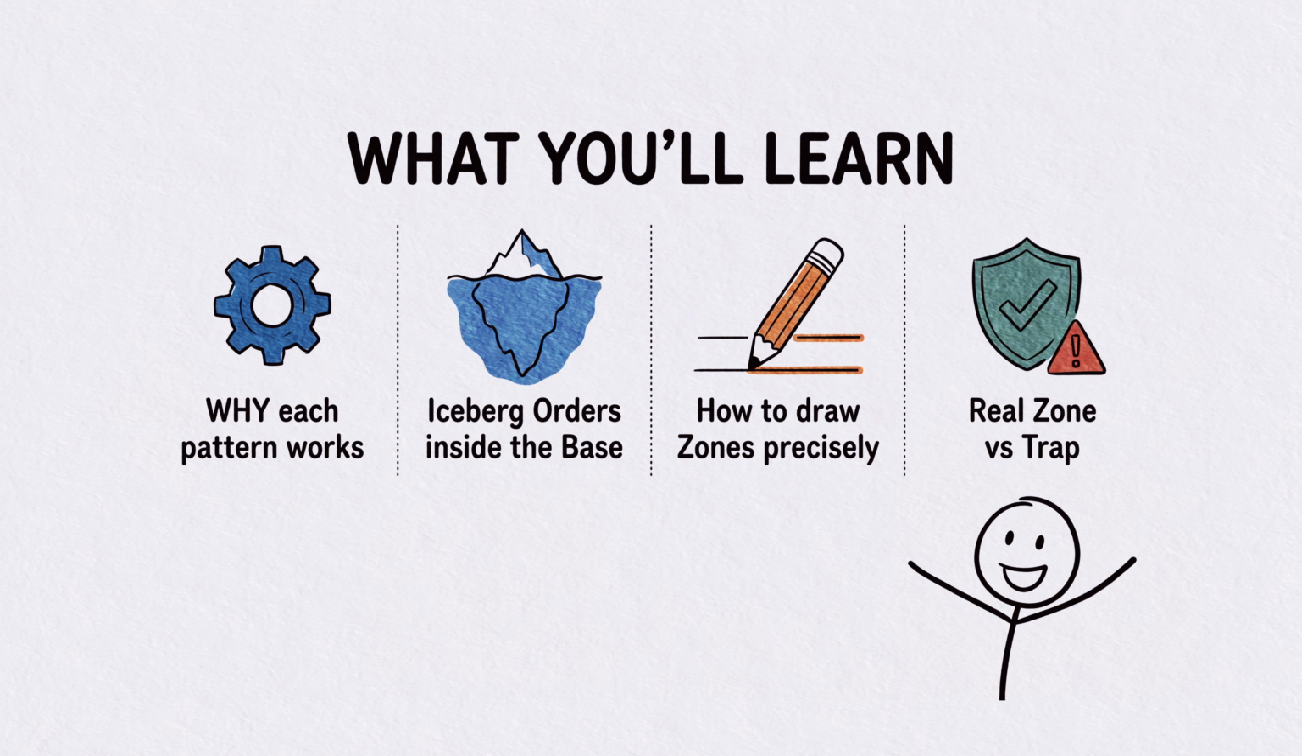Why does each pattern work? What's the iceberg order mechanism inside the base? How to draw zones precisely for each pattern type? And most importantly, how to tell a real zone from a trap. If you want to understand why price truly moves, this video is for you.